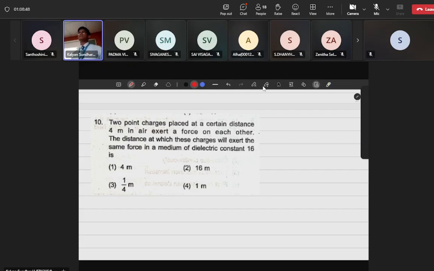I already mentioned it: epsilon is the permittivity. Relative permittivity is called the dielectric constant, so K is equal to the permittivity of any medium with respect to the free space. Fourth option. Yes sir.